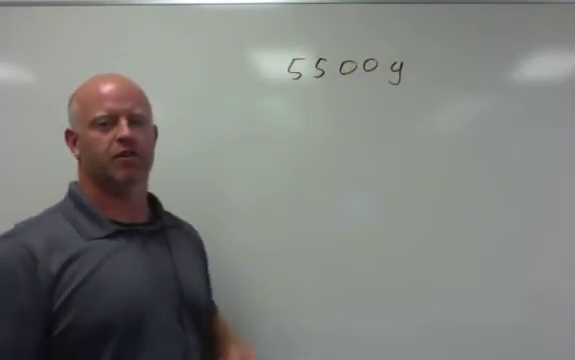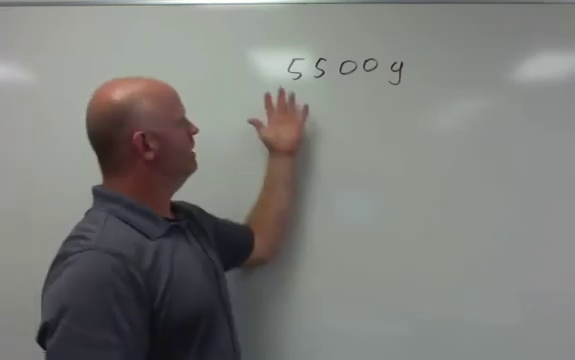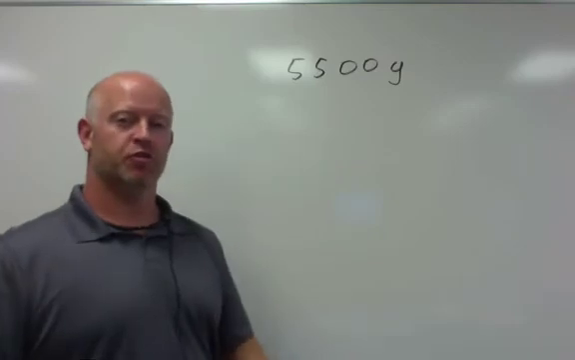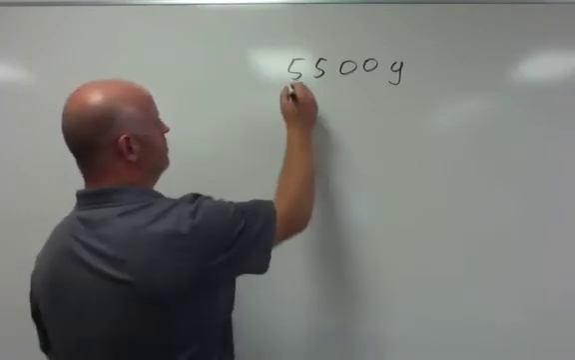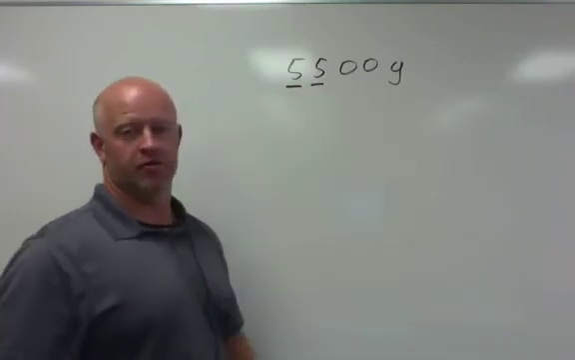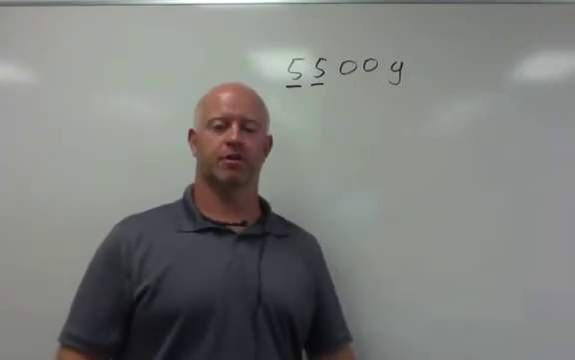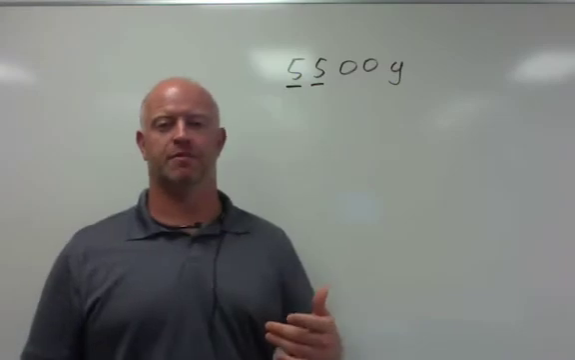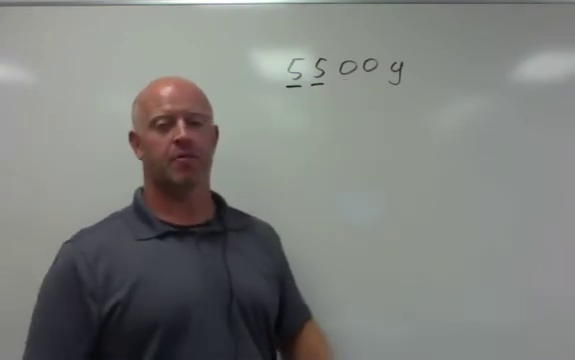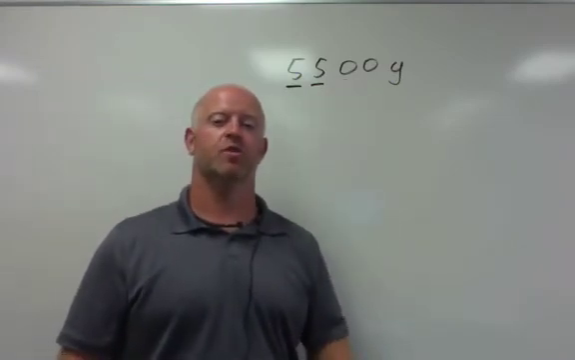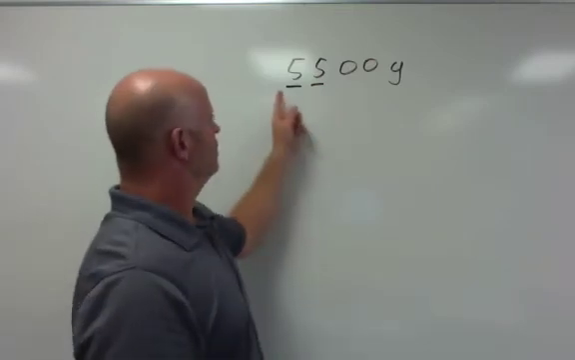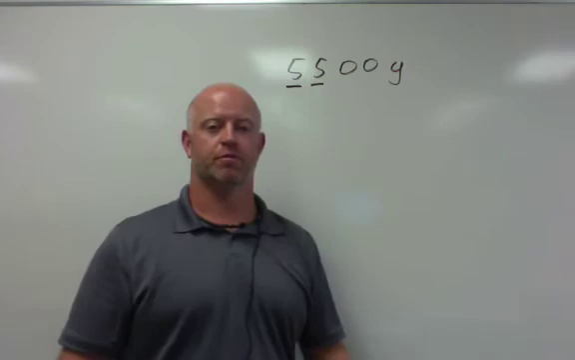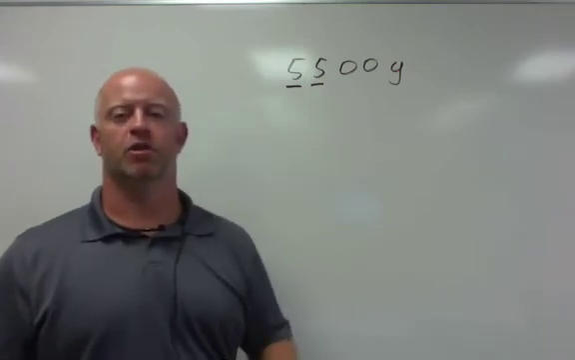So 5,500 grams. We want to figure out what in this number is part of the measurement and what is just placeholders. Our first rule tells us that anything that's not a 0, the two 5s, are part of the measurement, or they are significant. Now, rules 2 and 3 tell us about these zeros. We have to start by asking ourselves the question, do we see a decimal or not? If we look, there is no decimal anywhere here, which means we need to apply rule number 3.